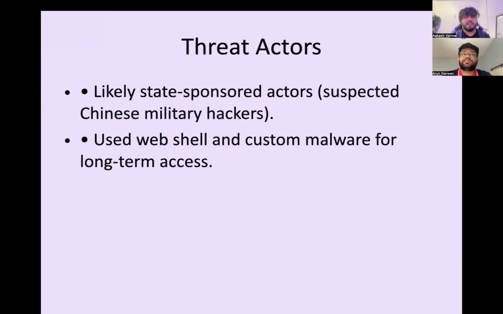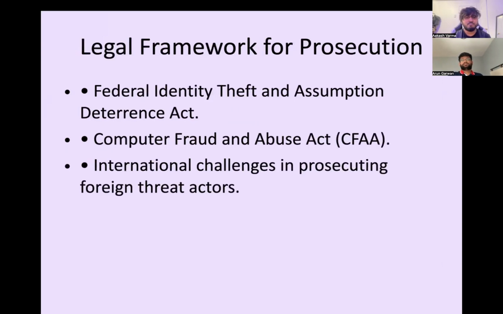The main threat actors, who are responsible for this, it is mostly suspected that Chinese military hackers were responsible for this threat, and later on even the web shell and custom malware. They were using web shell and custom malware, which led to the leak of data.